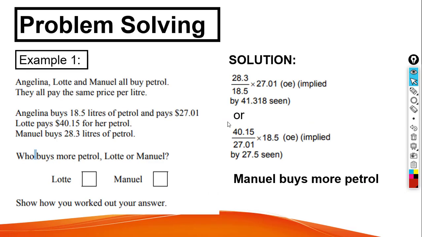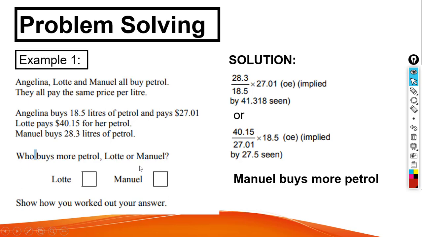Let's look into a problem solving question. Angelina, Lotte, and Manuel all buy petrol. They all pay the same price per liter. Angelina buys 18.5 liters of petrol and pays $27.01. Lotte pays $40.15. And Manuel buys 28.3 liters of petrol. Who buys more petrol, Lotte or Manuel? Why is it called problem solving? Because Angelina has been given the liters and how much she pays, Lotte has been given only how much she pays, and Manuel has been given only the liters he bought. So you have to show the working on why you say who buys more petrol.